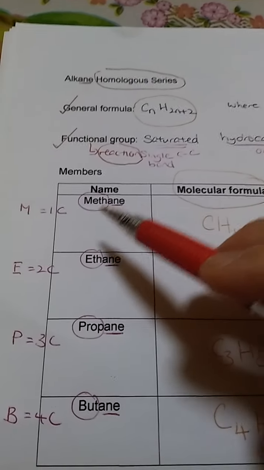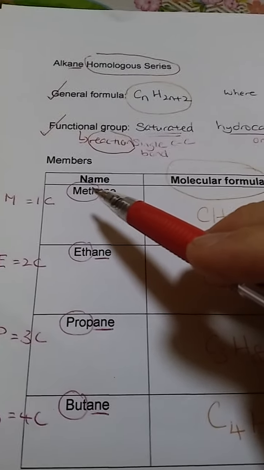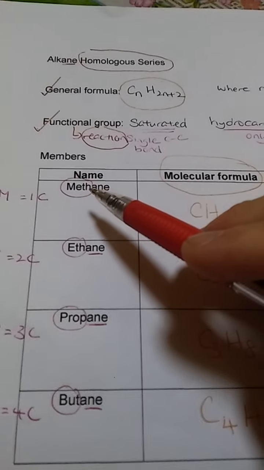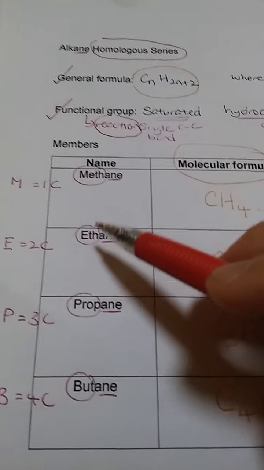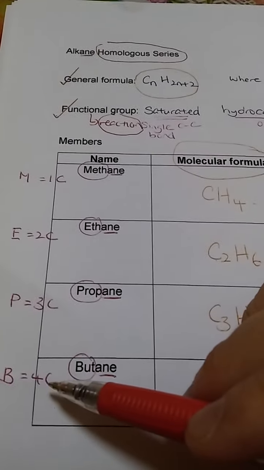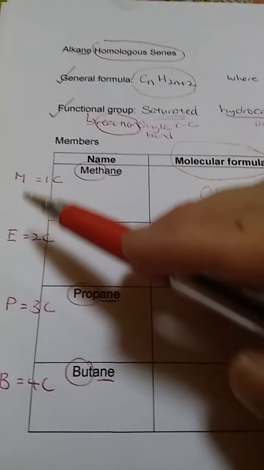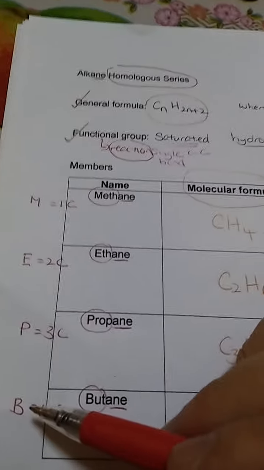And another pattern that we can see, or another way that they usually name them, is that the first few letters will tell us the number of carbons. Meth means 1 carbon, eth means 2 carbons, prop means 3 carbons, but means 4 carbons. In short, you can memorize it like: Monkeys eat peeled bananas.